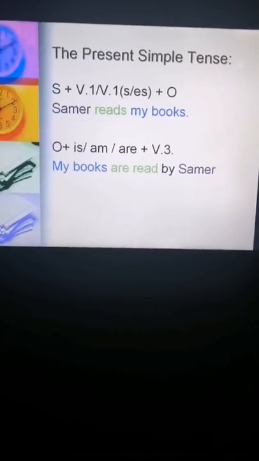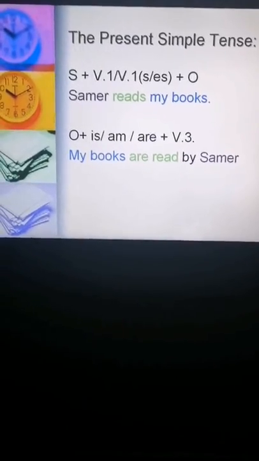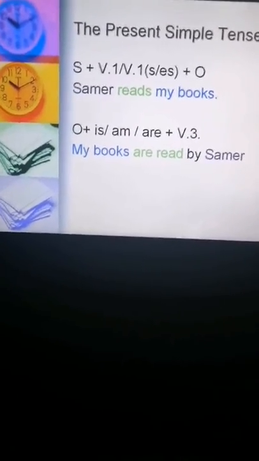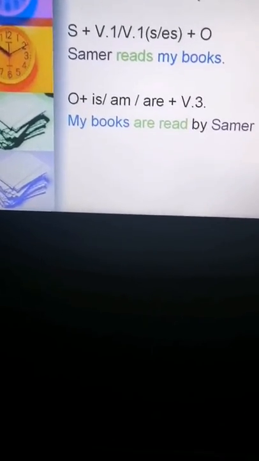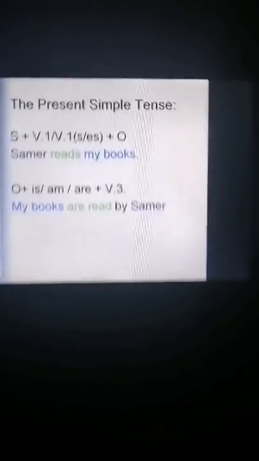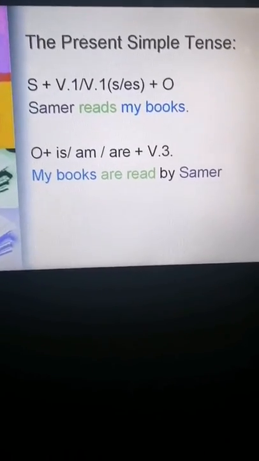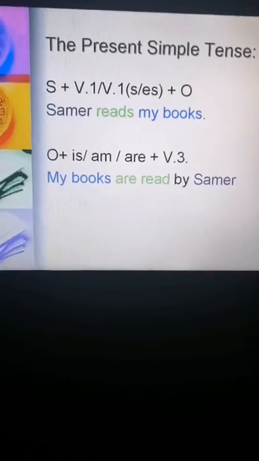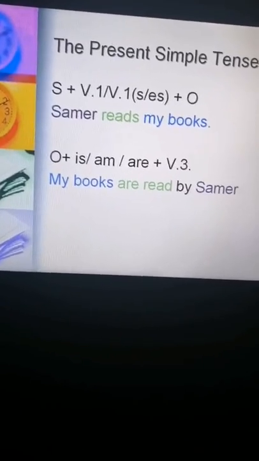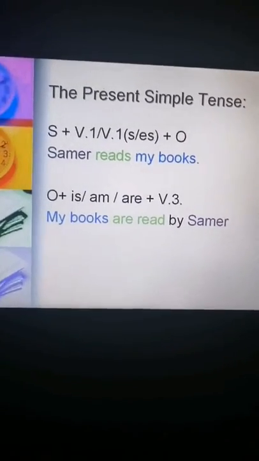If we want to change the present simple tense into passive voice, we should put the object, then is or am or are, plus verb 3. It depends on the object. If the object is singular, we should put is. If it is plural, we should put are. Or if the object is me, we should change it to I, then put am, plus verb 3. Here we have an example.